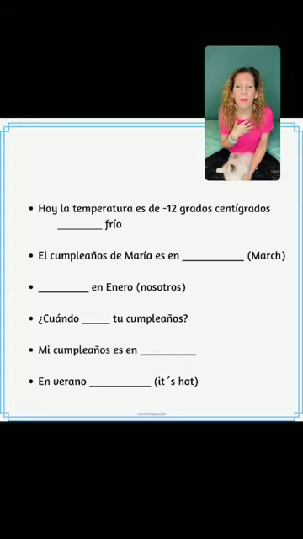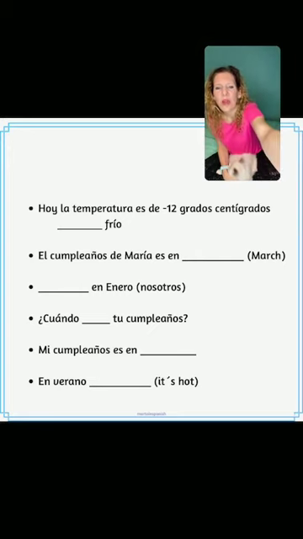En junio. Perfecto. So we can say two things. Perfect. We can say the season, okay, and the month. Mi cumpleaños es en verano. Mi cumpleaños es en junio. Perfect, for example. Okay. And the last one, okay, en verano.